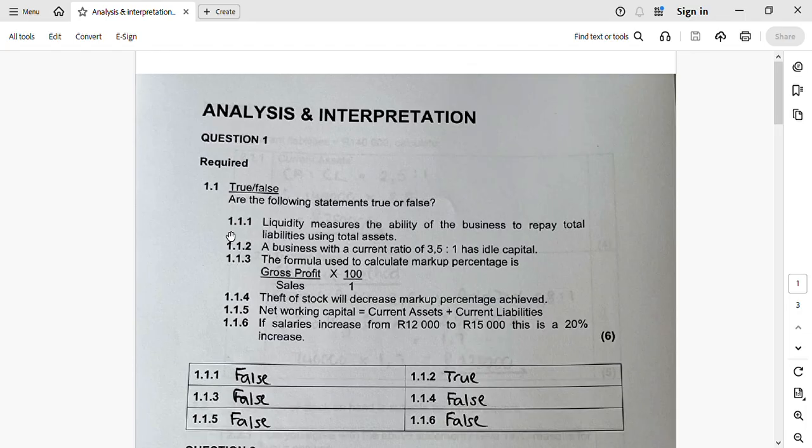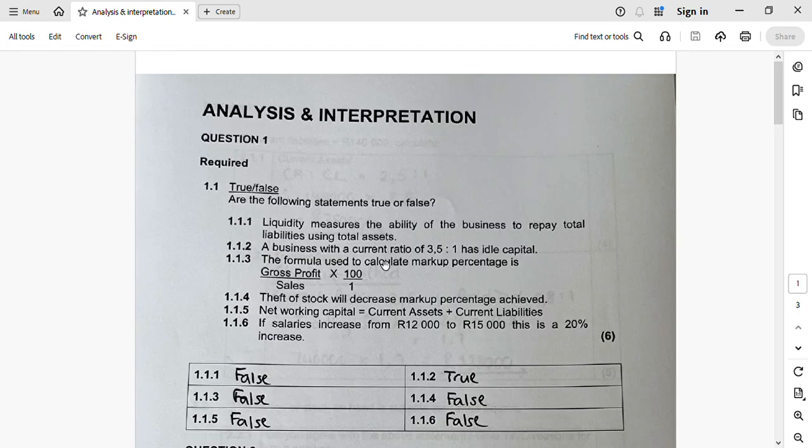Okay, the first thing is true and false. Liquidity measures the ability of the business to repay total liabilities using total assets. That's false. The liquidity is current assets is to current liabilities. In other words, whether you can pay back your current liabilities using current assets.